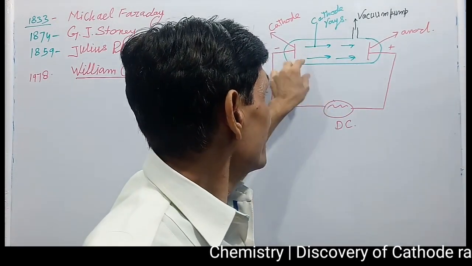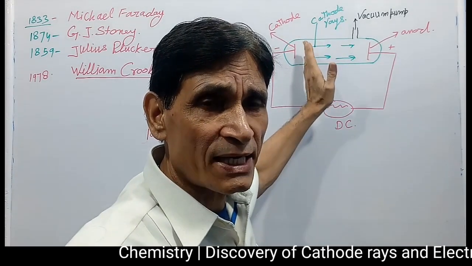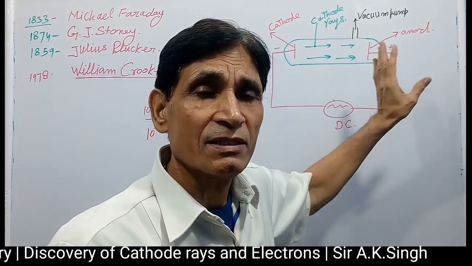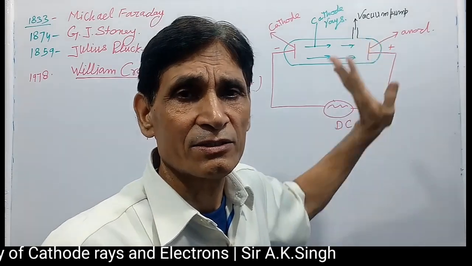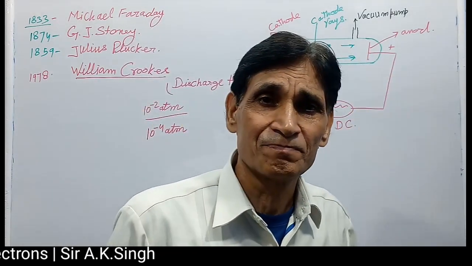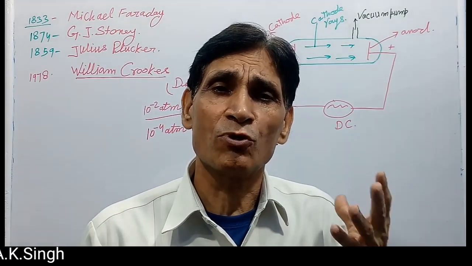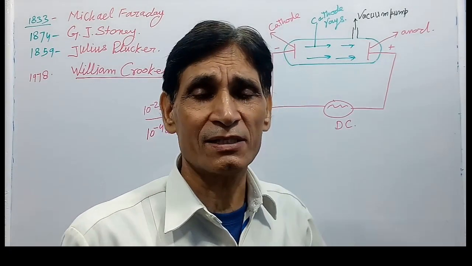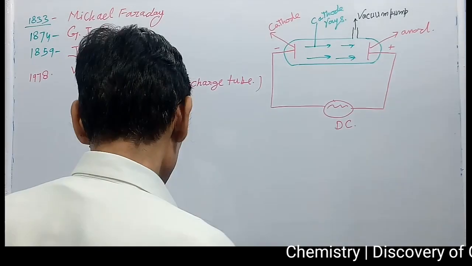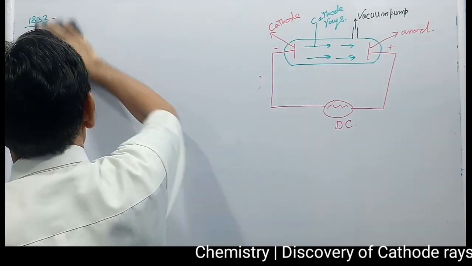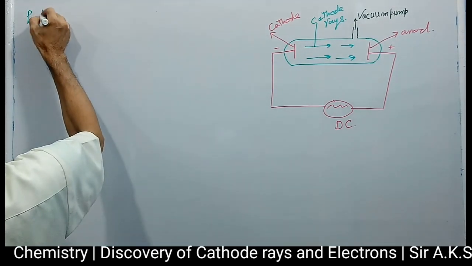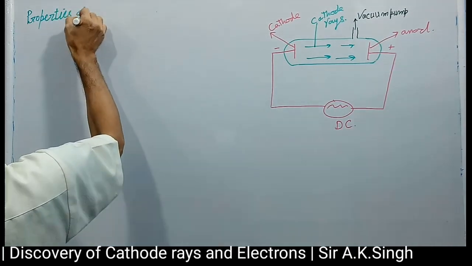The reason was that certain rays emitted from the cathode were striking the wall of the discharge tube, creating a faint greenish glow there. These rays produced at the cathode and traveling towards the anode in the discharge tube, at 10,000 volts of potential and very low pressure, 10 to the power minus 2 atmosphere, are called cathode rays. Let us see the properties of cathode rays.